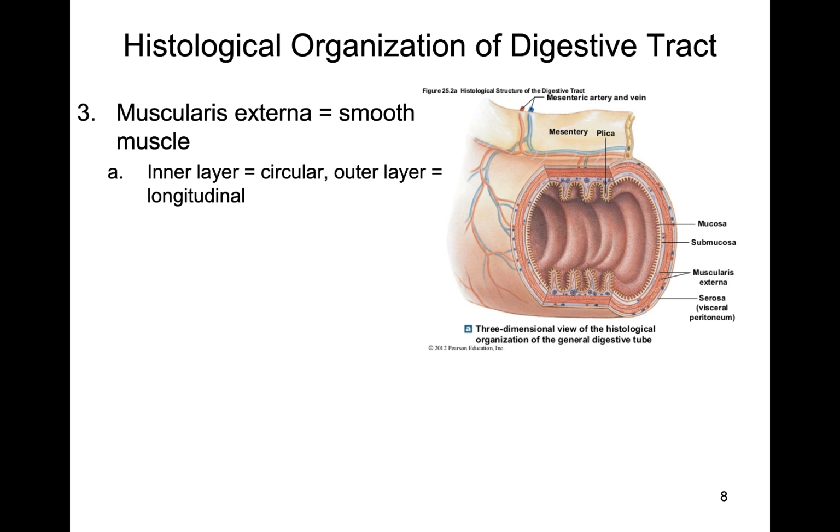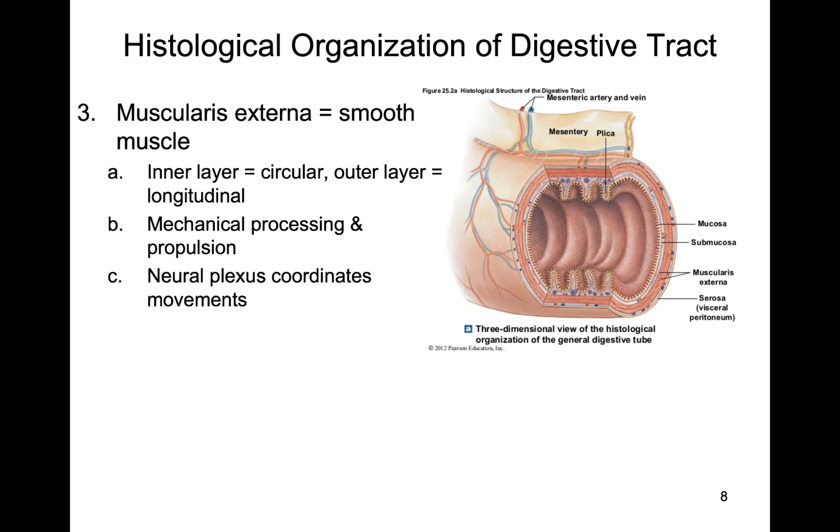Or the chemicals. Maybe when you smell food, your stomach starts to growl. So it's going to have two layers: a circular inner layer and a longitudinal outer layer. What it's going to do is either move the food along, or mash it and break it down into smaller bits. That's controlled by a neuroplexus, so your nervous system or your brain is going to control and coordinate when that needs to happen.